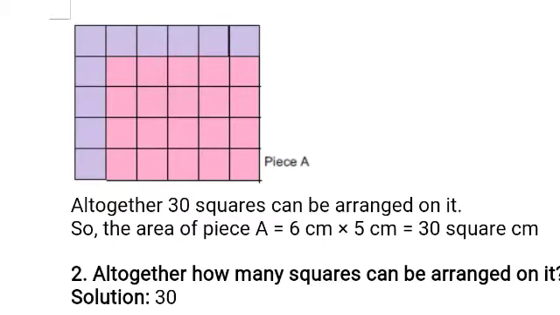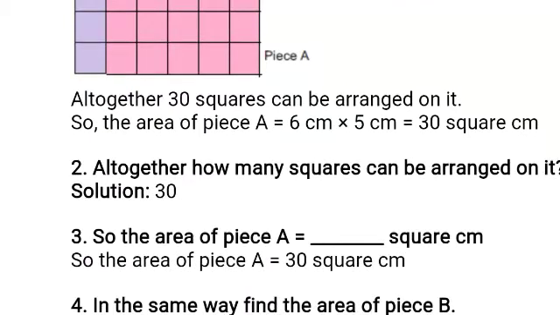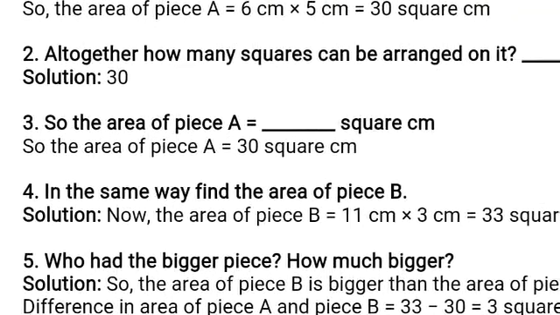We have already studied in one of our chapters, area of a rectangle equals length into breadth. So this is length 6 and breadth 5. So 6 fives are 30 square centimeter. Altogether 30 squares can be arranged on it. So the area of piece A is 30 square centimeter. In the same way, find the area of piece B.